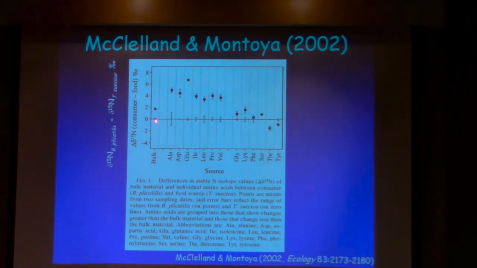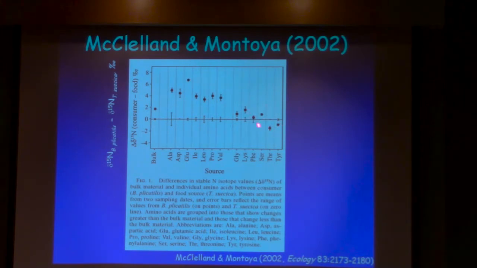So here's the bulk. There's an enrichment here. This is the difference between consumer and food. There's an enrichment around 2 per mil, close enough to 3 per mil. That's the whole tissue. But this enrichment is a combination of some amino acids that change, sometimes by quite a lot. Glutamic acid here is enriched by 7 per mil in the consumer relative to the producer. There are other amino acids that don't change at all.